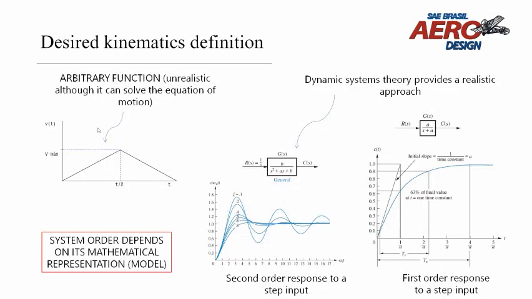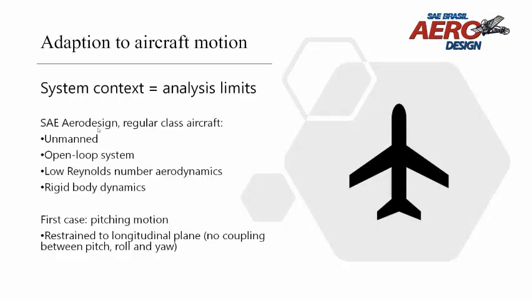Now we can modify the equation of motion of a general system to describe aircraft motion. First, let us define the limits of the analysis. This work is focused on SAE Aerodesign regular class aircraft, which means that the flight regime is of low Reynolds number and that automatic control systems are prohibited. Of course, we could design the translational motion of an aircraft, but it isn't the purpose of this work.